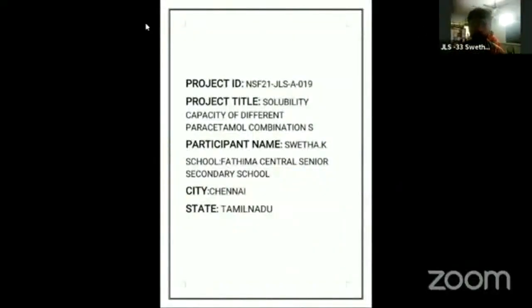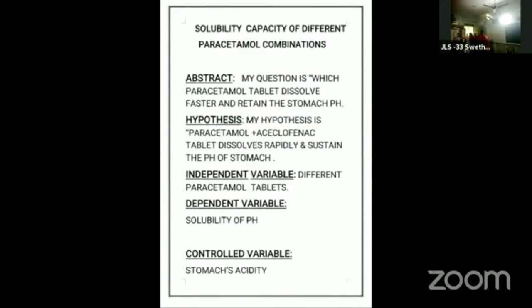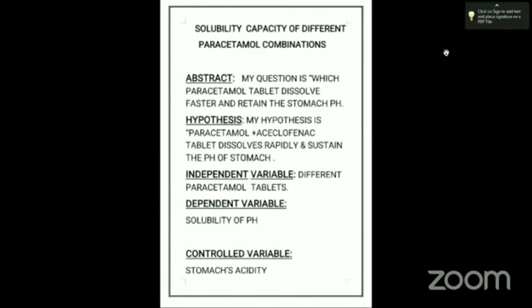My topic is solubility capacity of different paracetamol combinations. The reason for taking this topic is I have seen many people using painkillers without the prescription of doctors. These lead to side effects like ulcers, liver problems, and kidney problems. So I decided to do research on this topic.